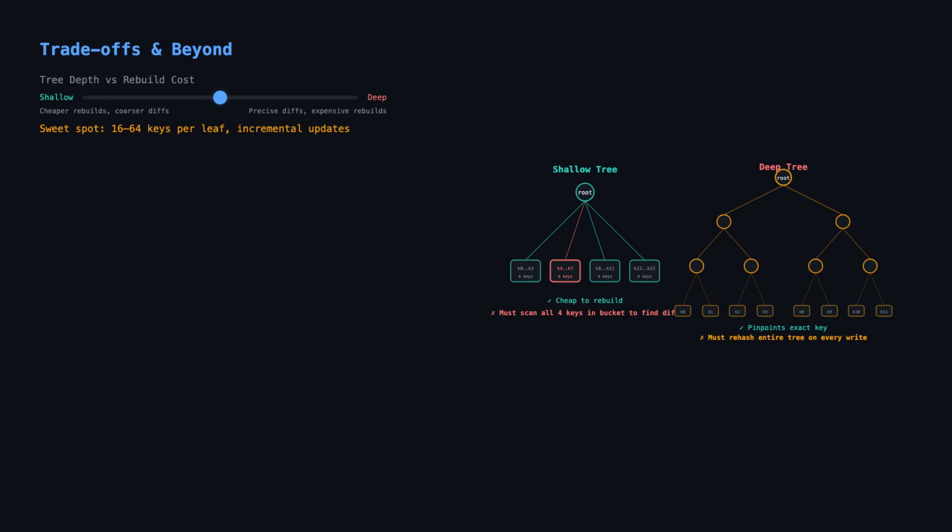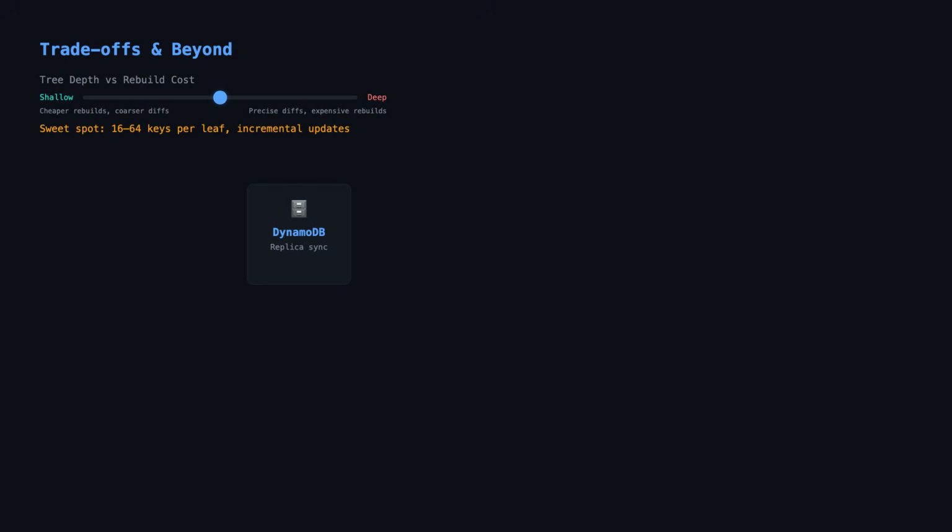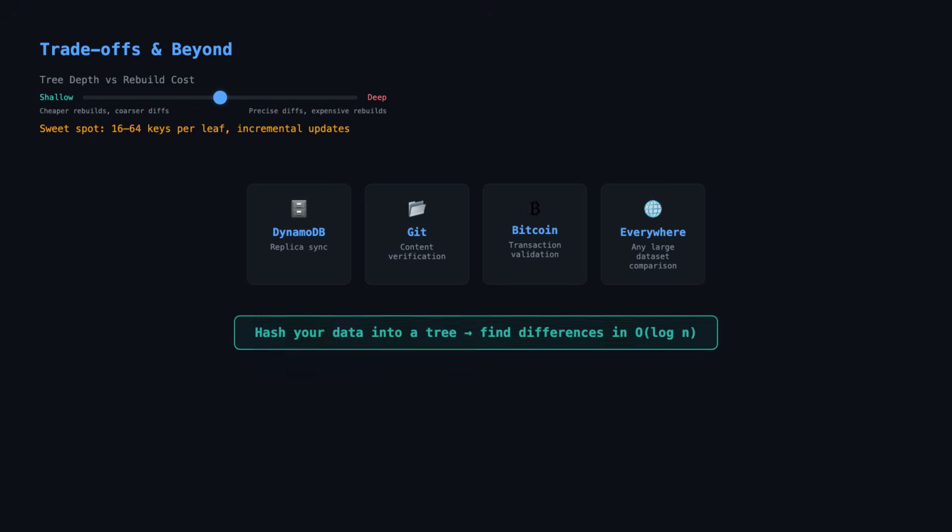Most production systems land somewhere in the middle, 16 to 64 keys per leaf with incremental updates instead of full rebuilds. And Merkle trees aren't just a DynamoDB thing. Git uses them for content verification. Bitcoin uses them for transaction validation. Any system that needs to efficiently compare two large datasets uses some variant of this idea.